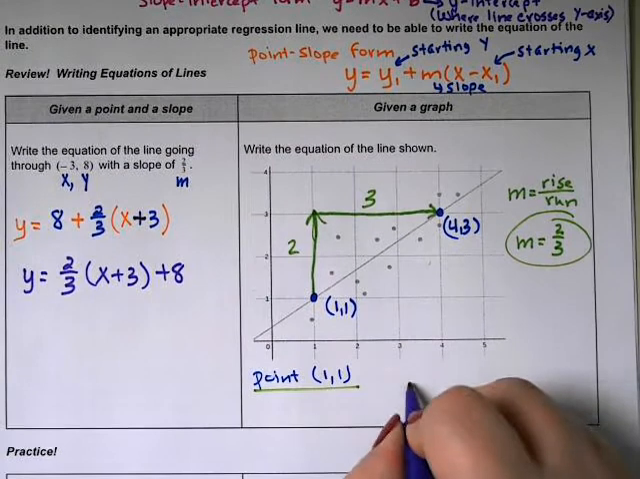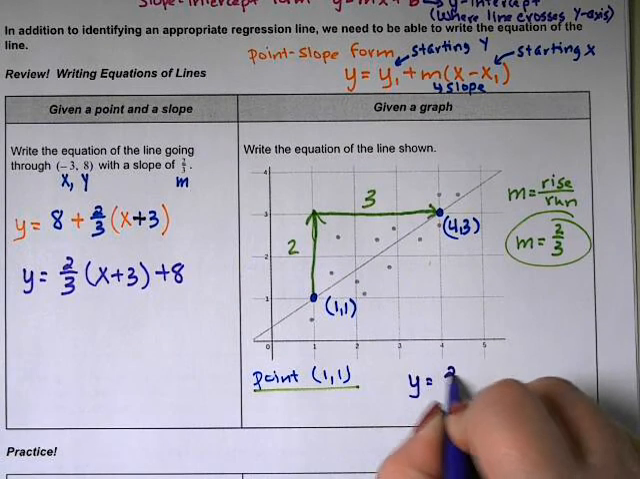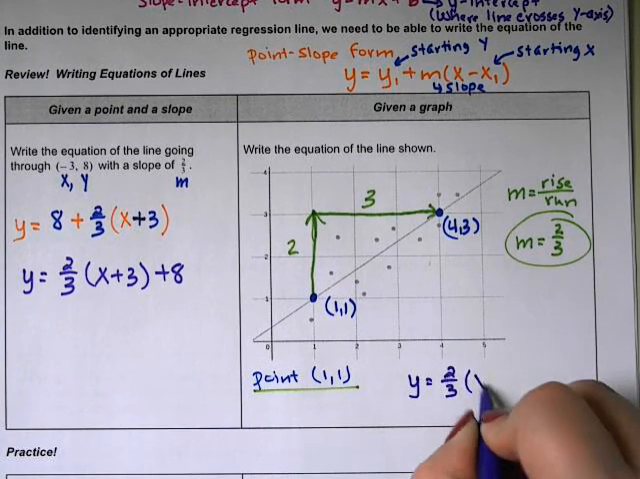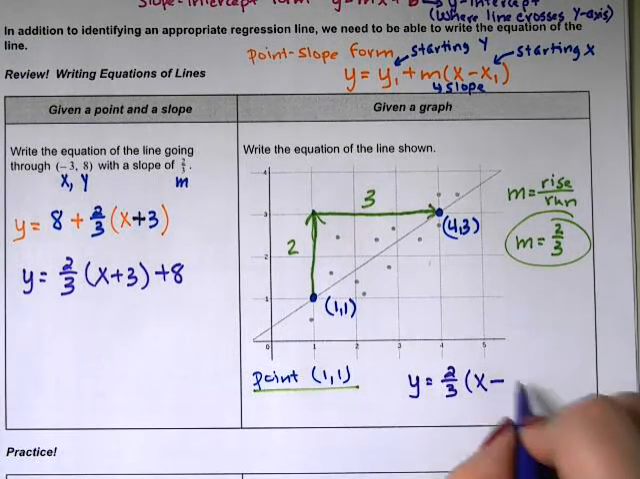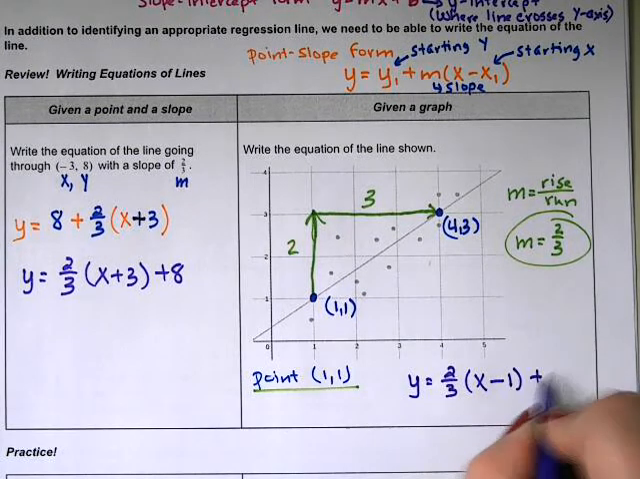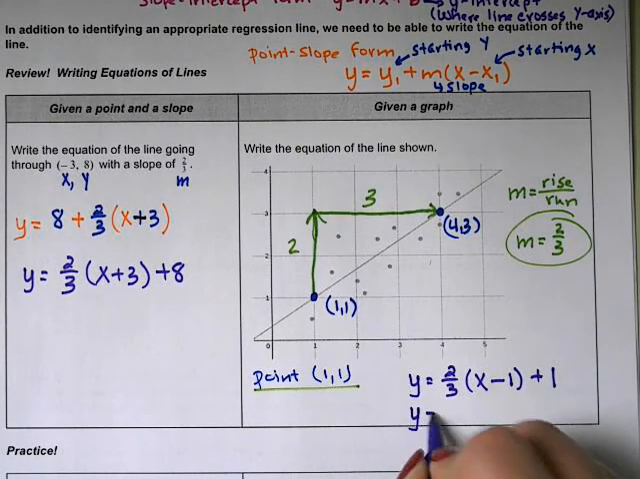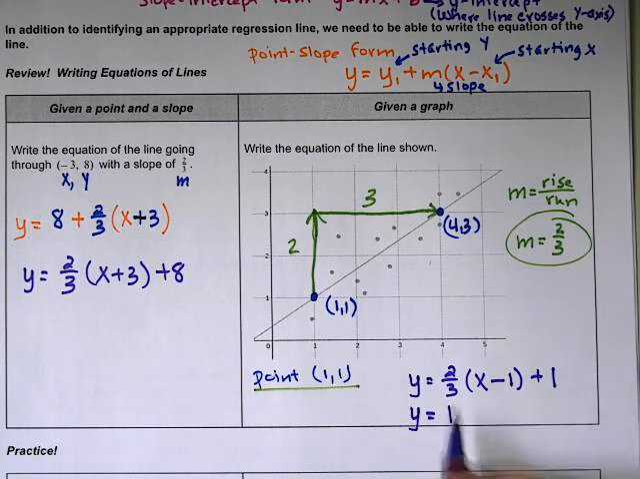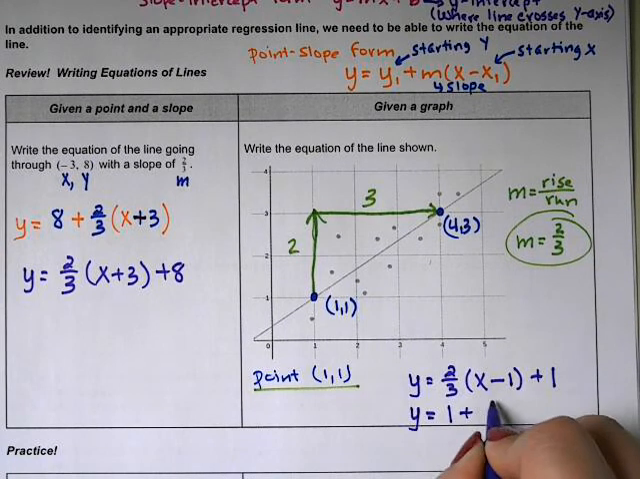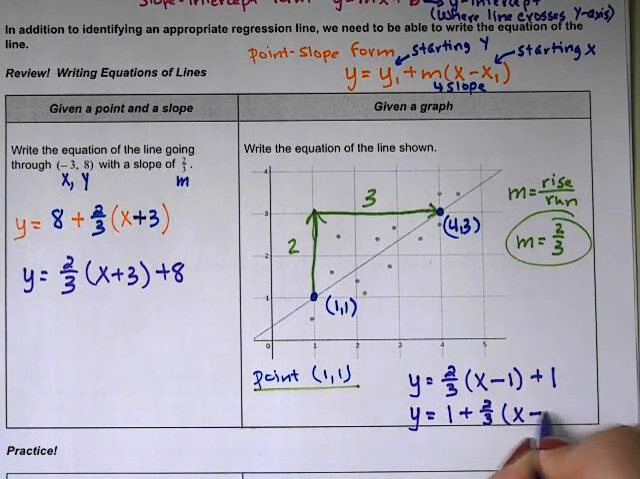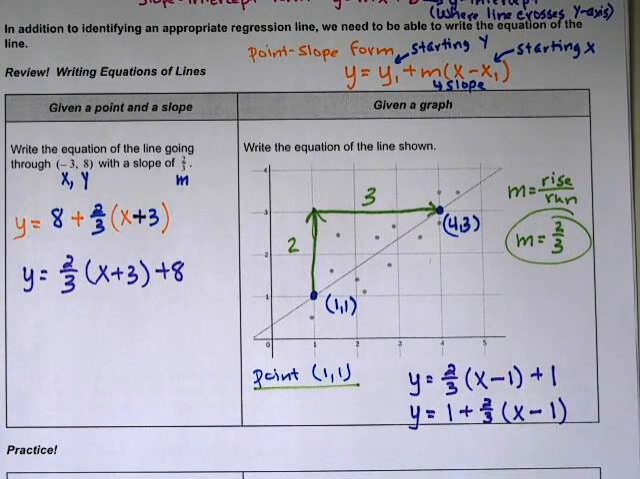So I'm going to have y equals my slope, which is 2/3, x minus my starting x value, which is 1, plus my starting y value, which is 1. And again, if you want to start with that y value first, that's totally fine. Starting y value is 1, plus my slope of 2/3, and then x minus my starting x value, which is 1. Both of these are the same equation. It doesn't matter to me which one you write.